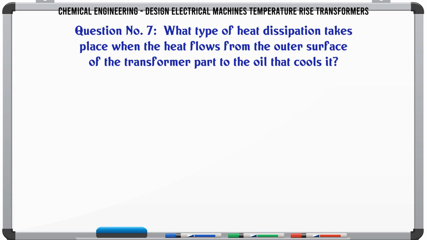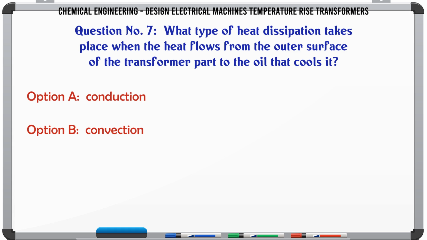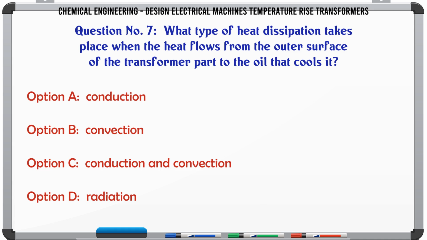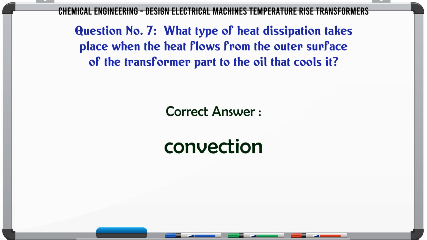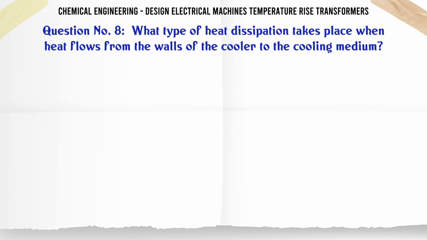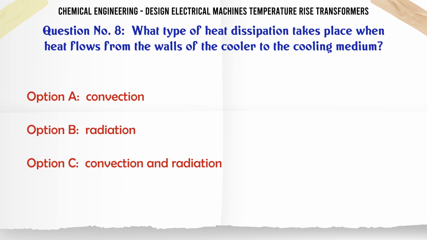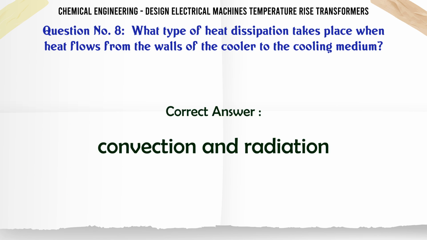What type of heat dissipation takes place when the heat flows from the outer surface of the transformer part to the oil that cools it? A. Conduction, B. convection, C. conduction and convection, D. radiation. The correct answer is convection. What type of heat dissipation takes place when heat flows from the walls of the cooler to the cooling medium? A. Convection, B. radiation, C. convection and radiation, D. conduction and radiation. The correct answer is convection and radiation.